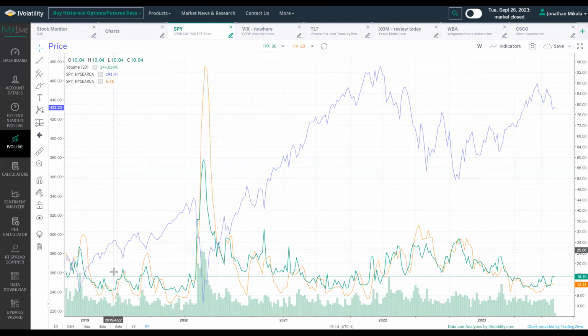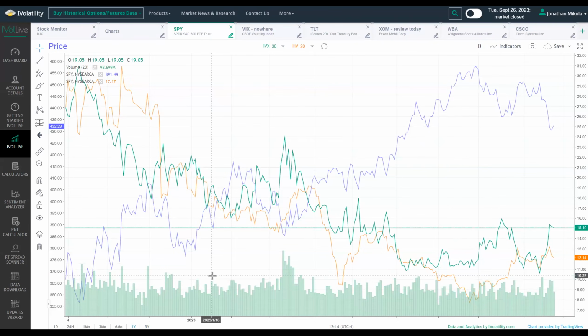But just know that you have up to 5 years worth of data for any underlying that we cover, for the spot price, the implied volatility, and the historical volatility. If we zoom in, 5 years is a bit long of a time frame. If we go to this 1 year, here's what stands out to me.